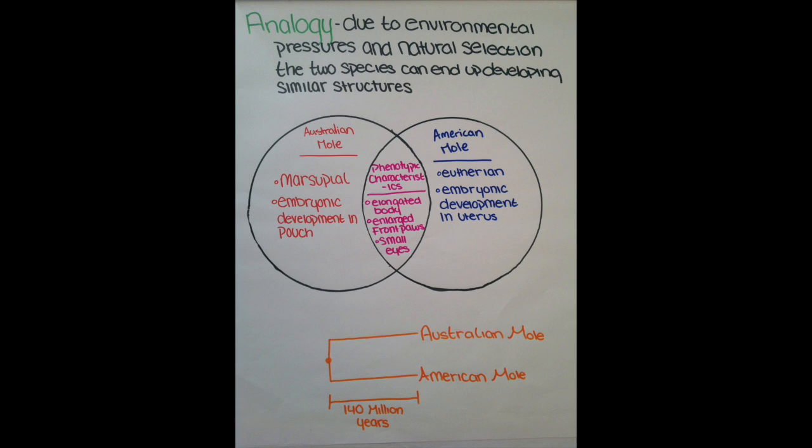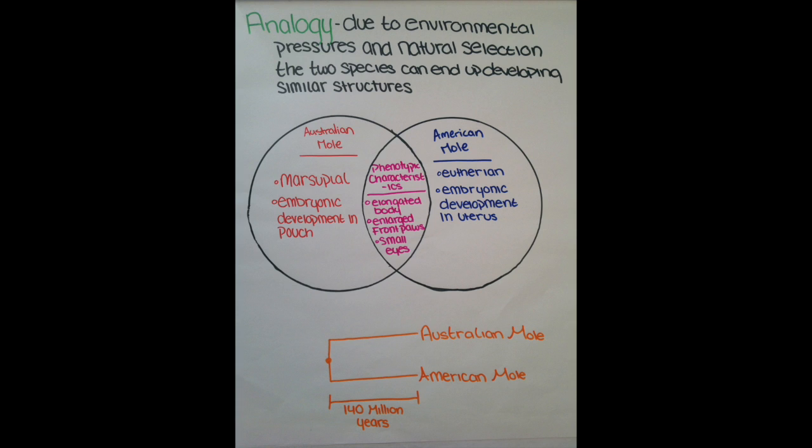The Australian mole and American mole look similar phenotypically, but when looking at their phylogenies, the Australian mole is really a marsupial whose young complete their embryonic development in a pouch outside of the mother's body. The American mole is a eutherian, and their young complete embryonic development in the uterus of the mother's body. The common ancestor of these two moles lived approximately 140 million years ago, and their lineages diverged about this time. The analogous characteristics evolved independently, and the two species developed characteristics as they became adapted to their similar lifestyles.